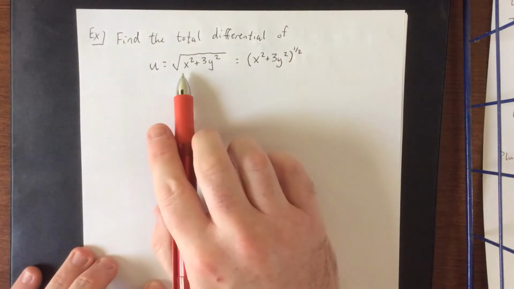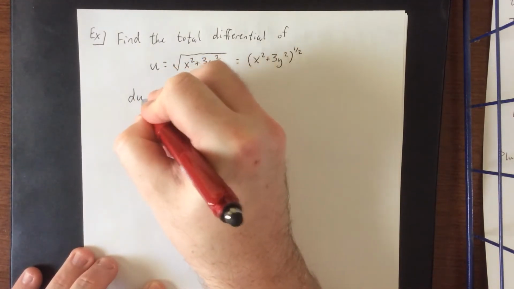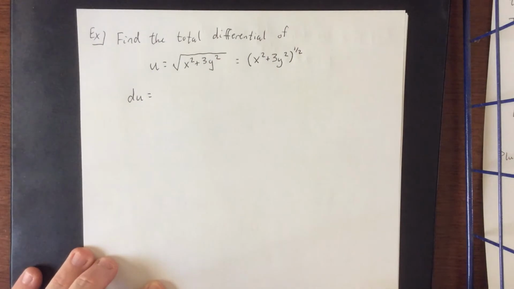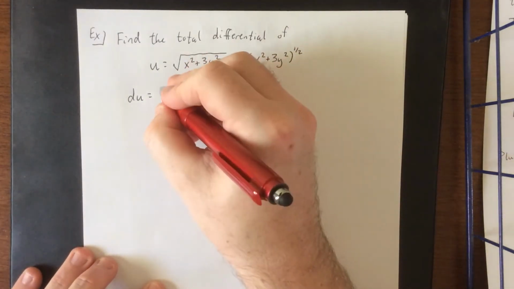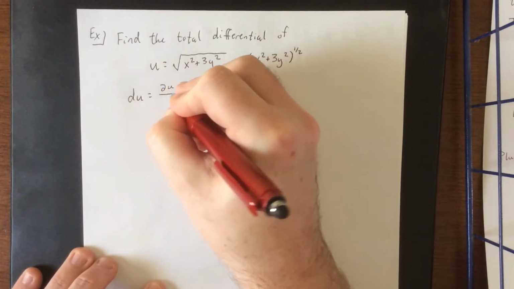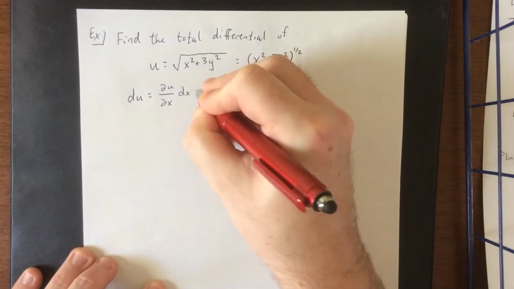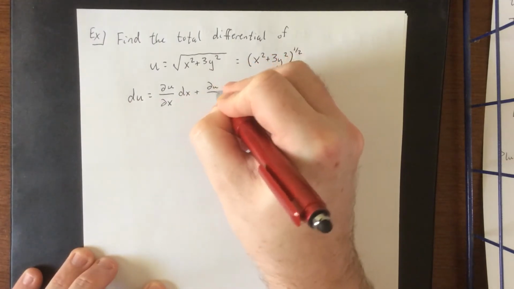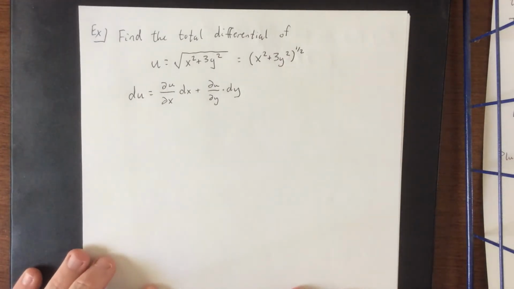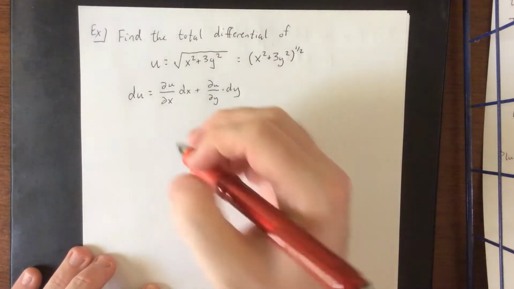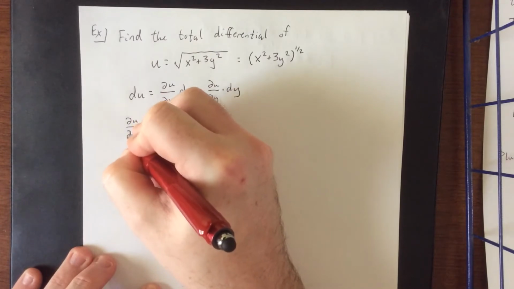I notice that u is a function of two variables, x and y. So setting up our expression for the total differential, I will need two terms, one regarding x and one regarding y. So this will be the partial derivative of u with respect to x times dx plus the partial derivative of u with respect to y times dy. Now to actually evaluate those partial derivatives, we'll do that separately rather than as part of the problem.